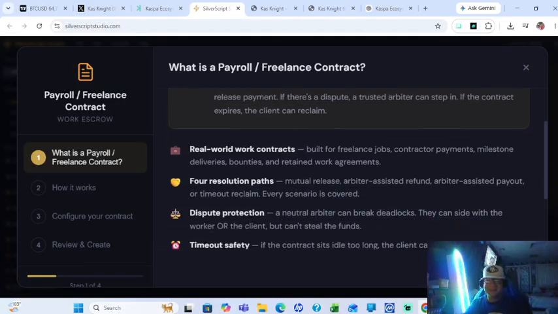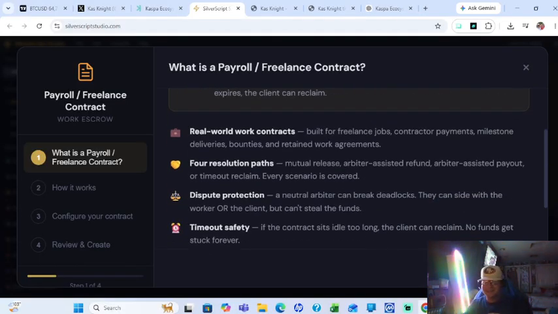Read this stuff, check this stuff out. Possible paths: both agree, the worker gets paid. If there's a dispute, an arbiter handles it. There's a timeout and a recovery path.